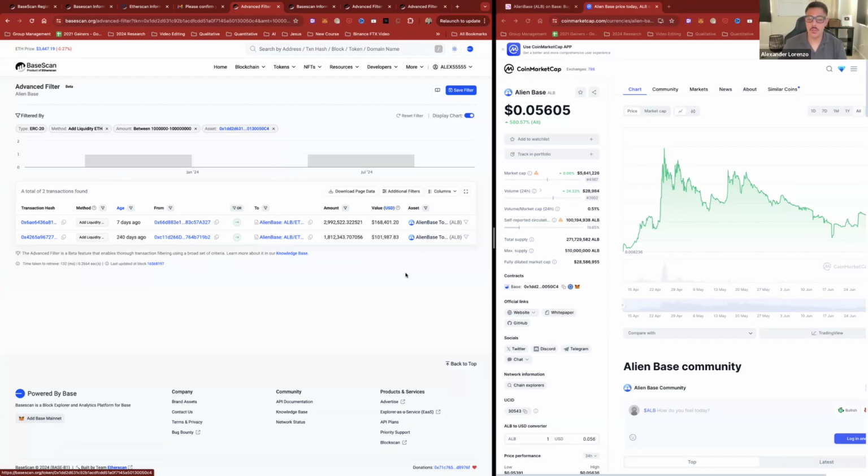What the whales are doing is splitting up their 20 million into 25 different meme coins, and they're adding liquidity in their market making. They're just straight market making. This is it right here.